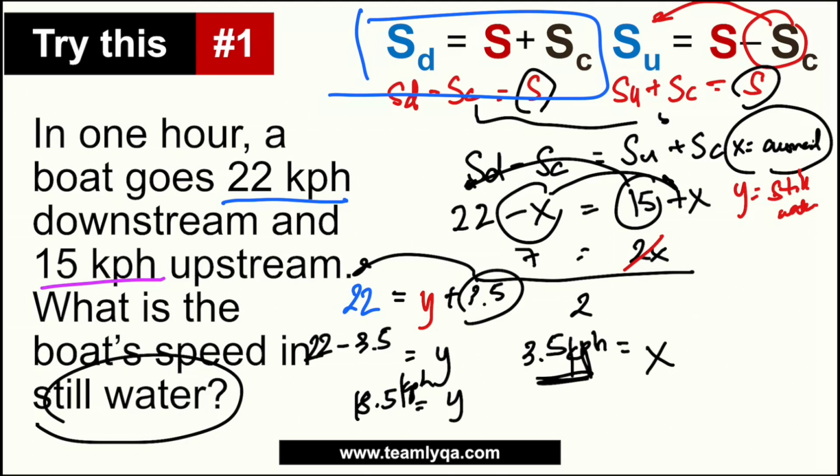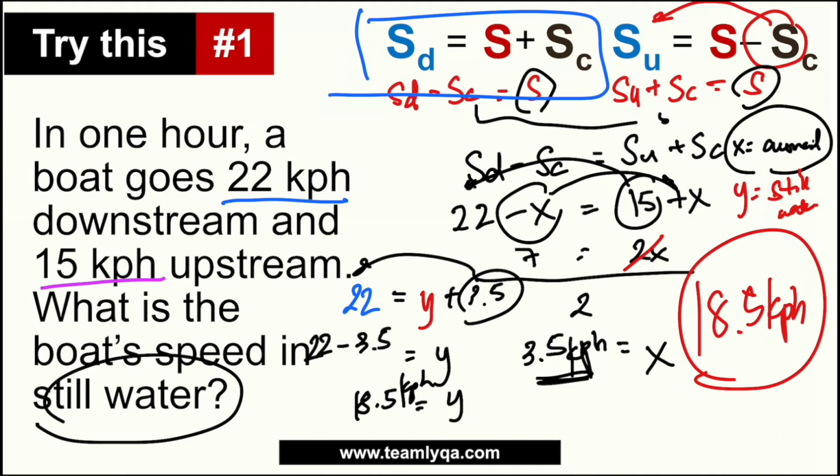So, ang speed niya in still water is 18.5 kilometers per hour. That becomes our answer. Okay? Tapos, kung siya naman ay upstream, that would be 15 plus 3.5, which is going to be 18.5 as well. Again, you can substitute it either sa downstream or sa upstream. Pareho naman yung magiging sagot, which is 18.5 kilometers per hour siya kapag still yung water. Okay? I hope you got that right.